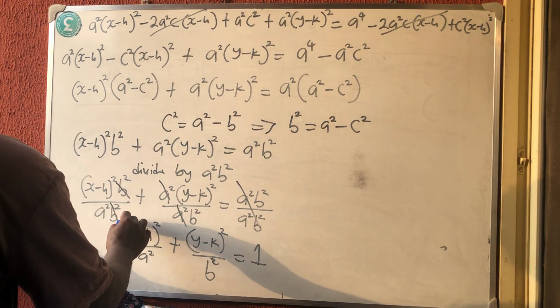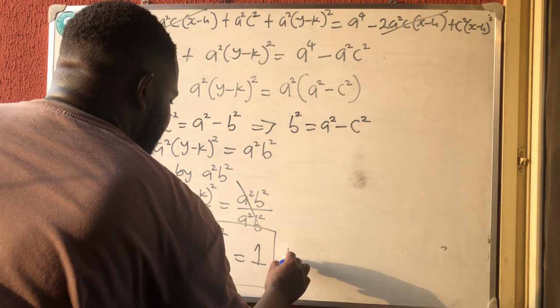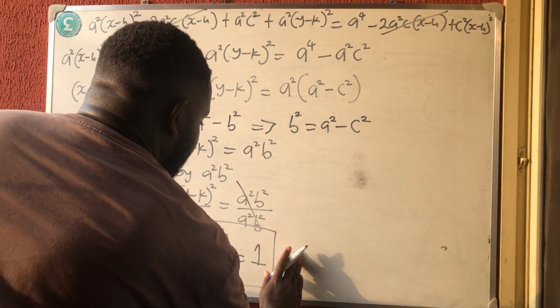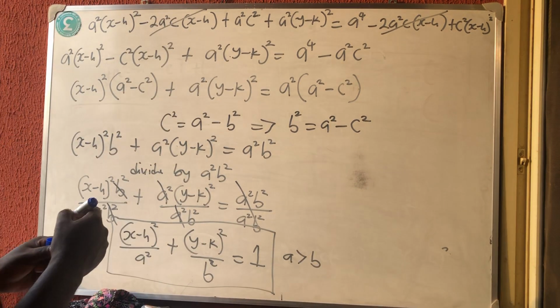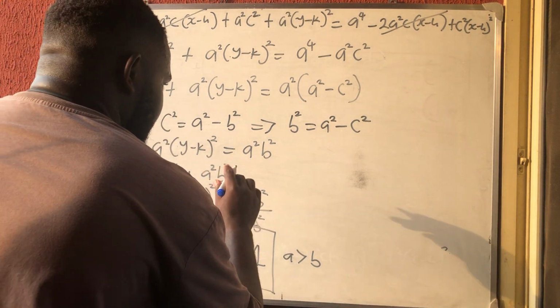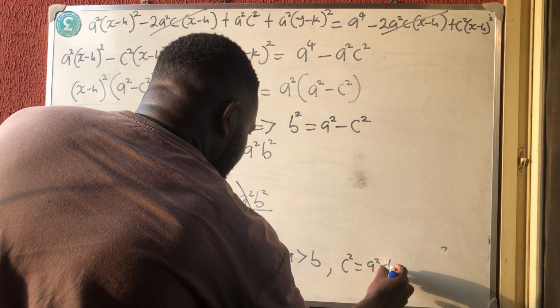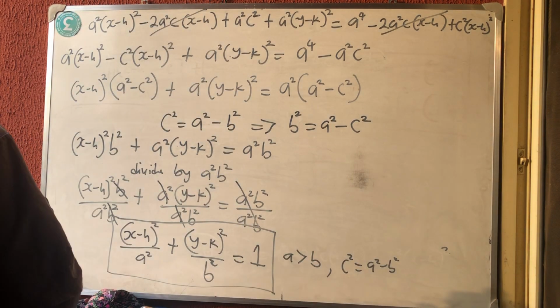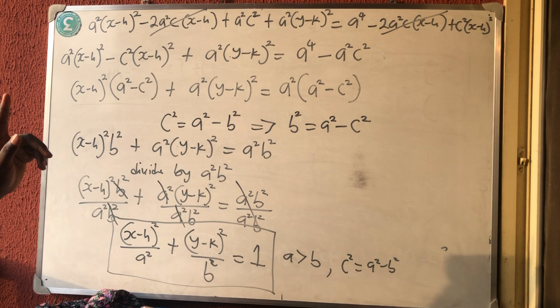So this is the equation of an ellipse. And note that a is always greater than b. Okay, and equally note, don't forget, that c squared is equal to a squared minus b squared. Okay, so what am I saying? This is an equation of an ellipse that is parallel to the x-axis.